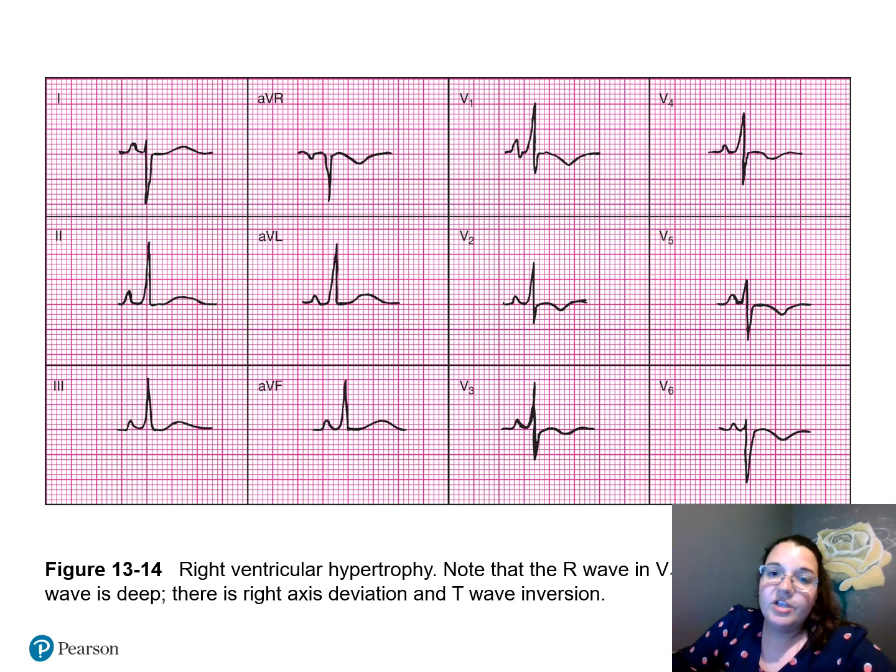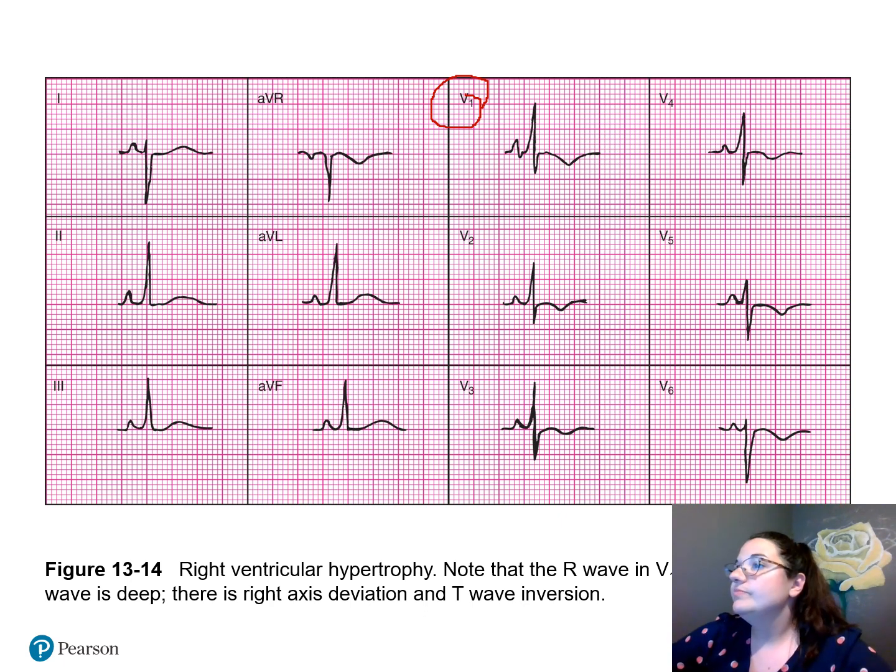All right, so where are we going to look? What lead? V1. Is my T wave inverted? Yes. Is my QRS tall? It's still 10 little boxes here. But this is telling us that we have a right ventricular hypertrophy. It says, note that the R wave in V1 is taller than the S wave is deep. There is a right axis deviation and T wave inversion.